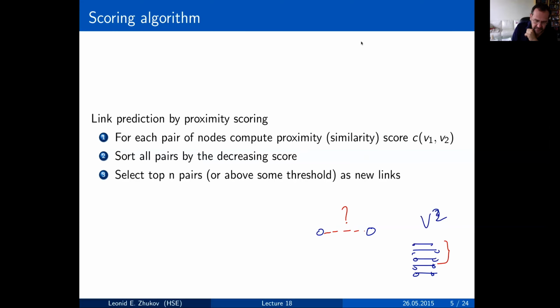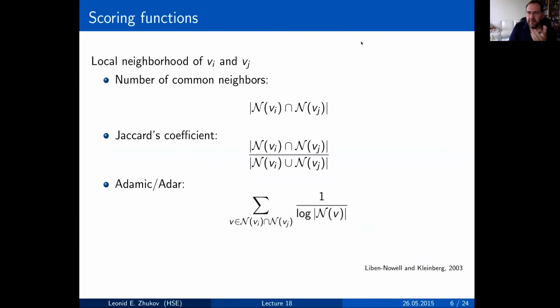The trick here, of course, is how to compute that proximity or similarity score between two nodes in the network. We're going to talk more about the social network aspects. In fact, this method has been used for biological networks to predict protein and gene interactions. We'll use this again on social networks with that motivation.